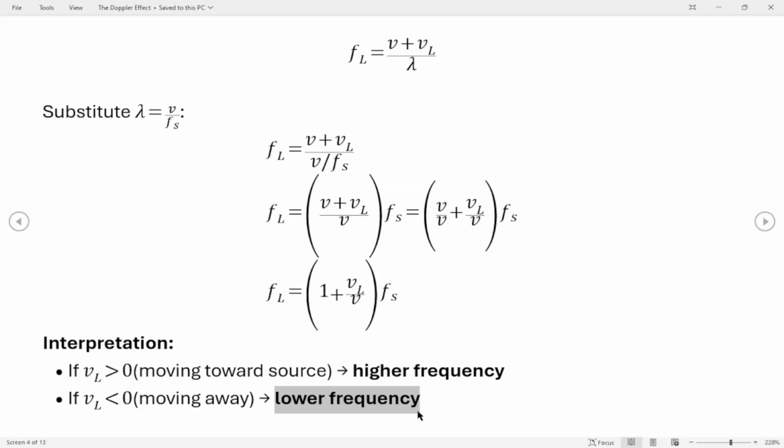So here, we establish that if you are moving towards the source, we're going to use the positive sign for the velocity. And if the listener is moving away from the source, the velocity of the listener is negative. That is so important to establish because it will influence the manner as to how we are going to solve the problems that will be given later on.